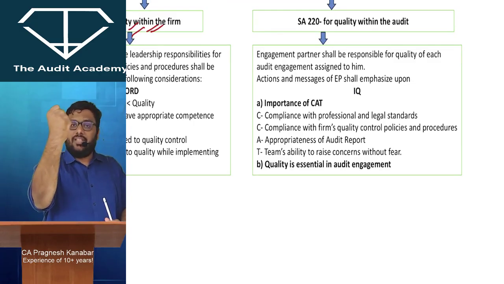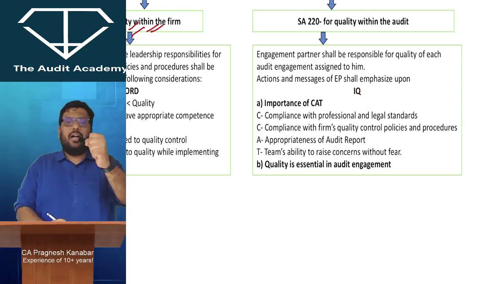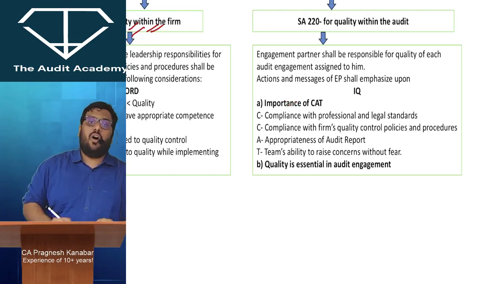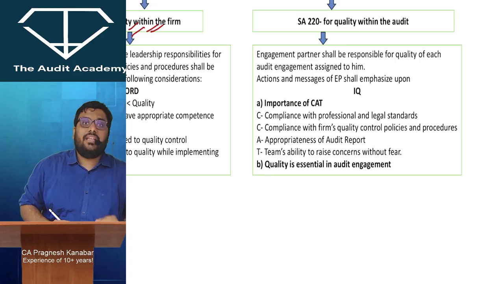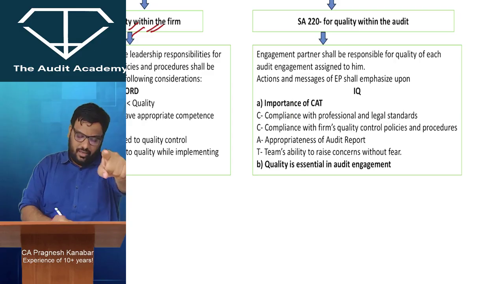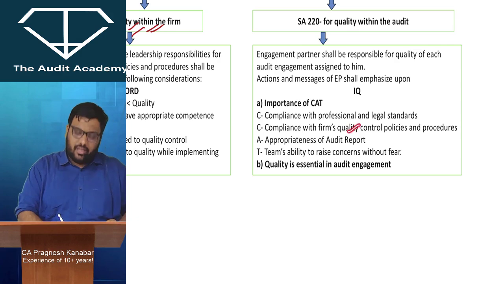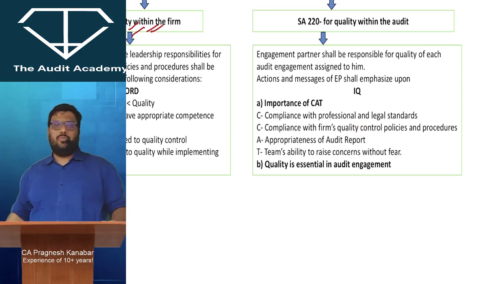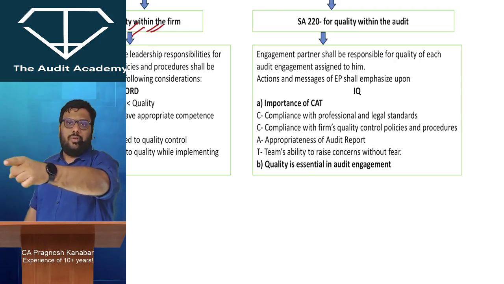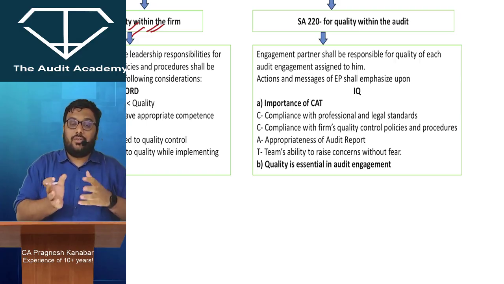Engagement partner, your actions and messages should stress upon IQ. As an engagement partner, you need to tell your audit team about IQ. I for importance of CAT. C for compliance. Tell your team to behave in a manner that complies with professional and legal standards. Ensure that procedures are performed in a manner that complies with the firm's quality control policies and procedures. A for appropriate audit report. That report should have minimal risk, so basically the risk should be minimum, right?